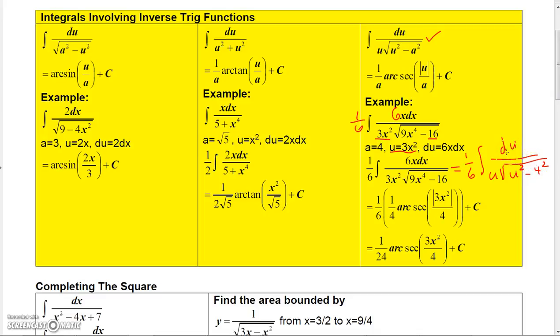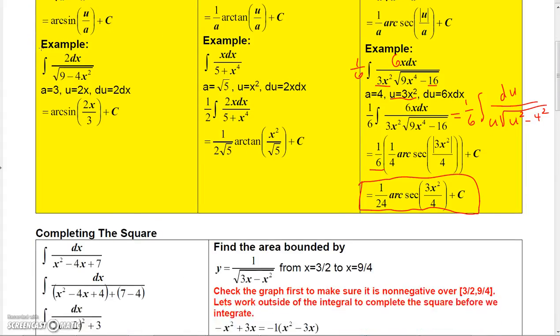So now I can use this formula, and remember I have 1/6 here, and then I'm going to have 1 over a, which is going to be 1 over 4 arcsecant of the absolute value of u, where u is 3x squared. And actually you can remove the absolute value here because 3x squared can't be negative. And over a, so I have over 4 plus a constant. And then you can multiply the 1/6 times the 1/4 and make that 1/24. So you get 1/24 of the arcsecant of 3x squared over 4 plus a constant.